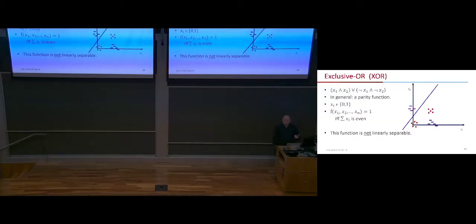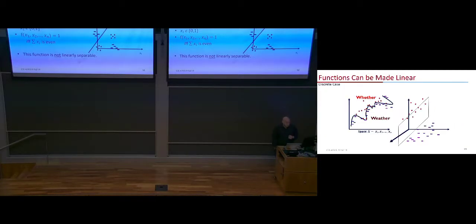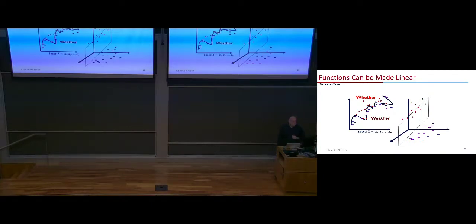Now, I can do this also in the discrete space, if some of you like discrete functions more than continuous functions. So my example here is, again, XOR function, x1 and x2, or not x1 and not x2. This is not a linear function in the 2-dimensional space, in the x1, x2 space. Can I make it a linear function? I'm going to show it in a more complex example.